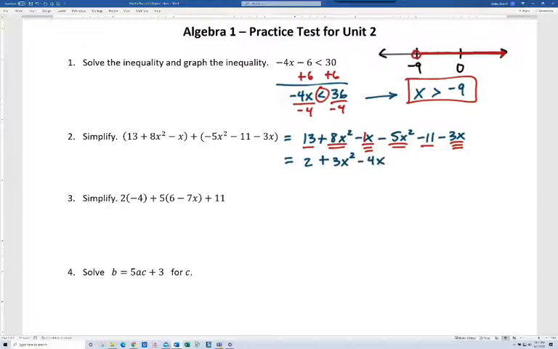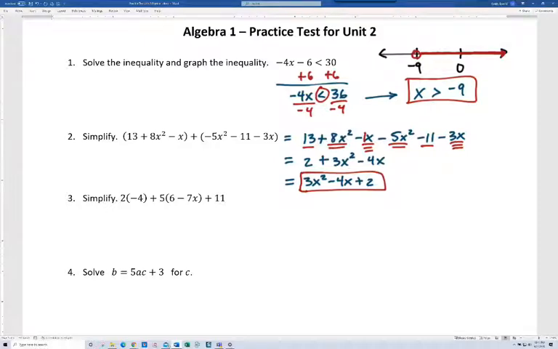Now, normally we don't like to write our final answer this way. This is not in what's called descending order. So we want to rearrange it so that it goes from the highest powers of x down to the constant. Constants always go last. No respect for constants, which in this case would be the 2.